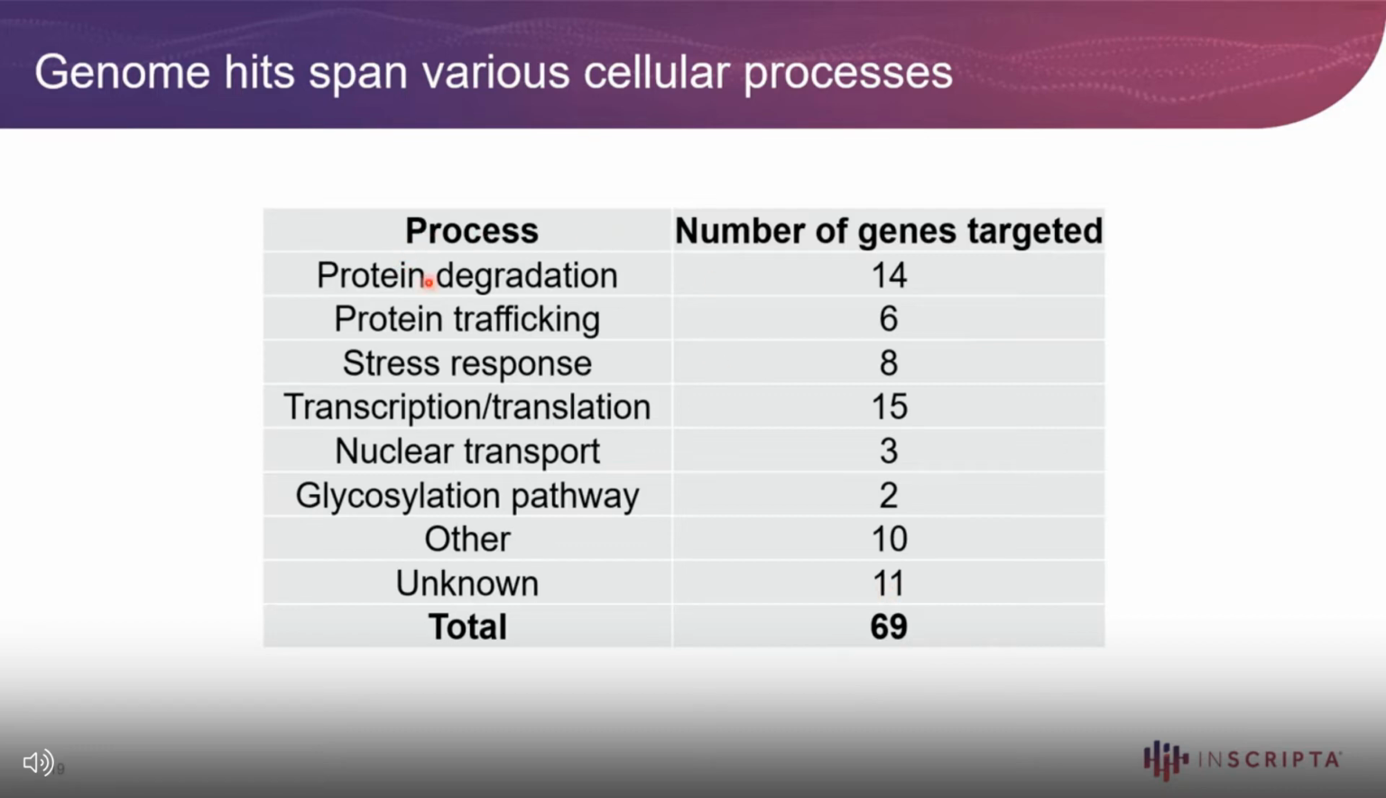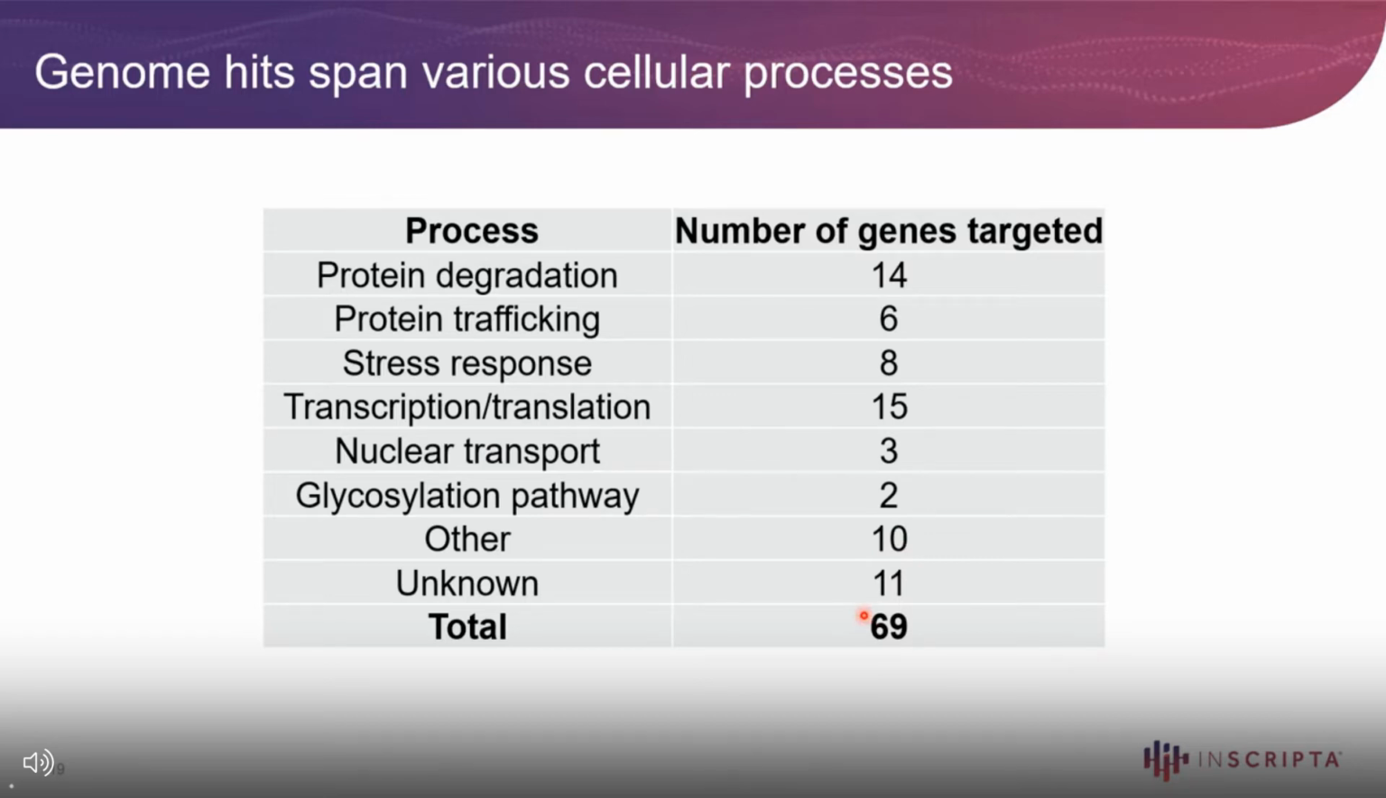When I started to categorize them by different functions or different cellular processes, I found something interesting. There are lots of genes targeting the protein degradation pathways, protein trafficking, several stress response. The most were actually in transcription translation processes, nuclear transport, a couple in the glycosylation pathway. 10 of them didn't really fit into any particular pathway, and they were spread through various different cellular processes. It was also interesting to note that we identified hits in 11 genes of unknown function.